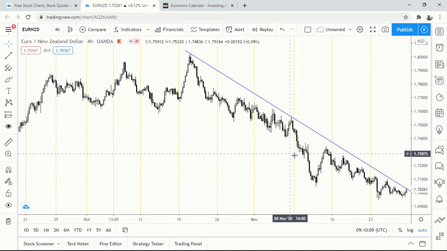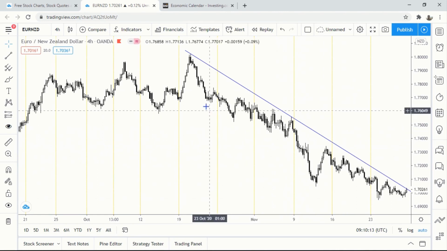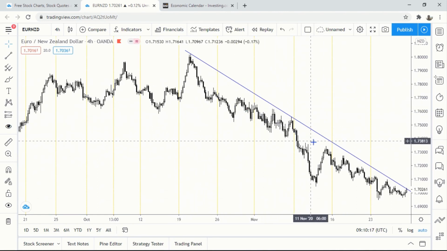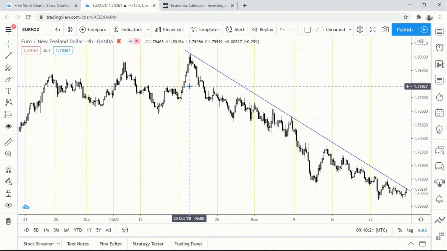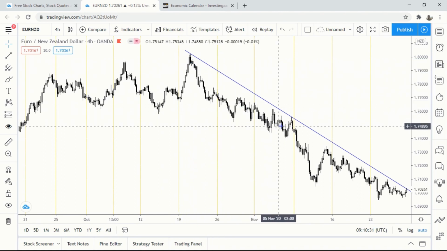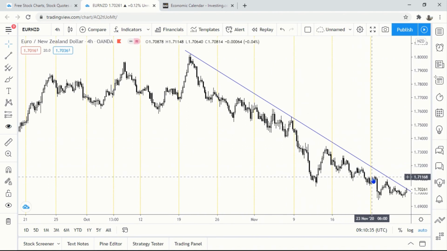The next pair in focus is the EURNZD. The EURNZD has been on a very medium-term downtrend line as it found support in the month of October. It found resistance at this very level within the month of October, and it hasn't looked back ever since. The EURNZD has been trading below a downtrend line ever since then.